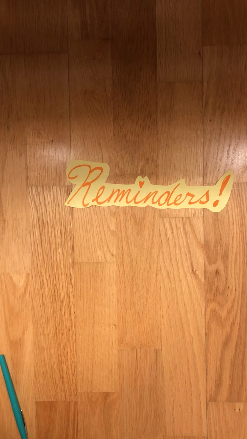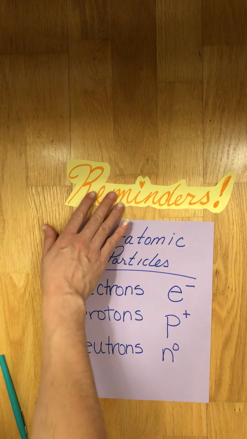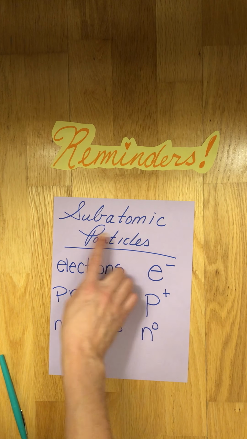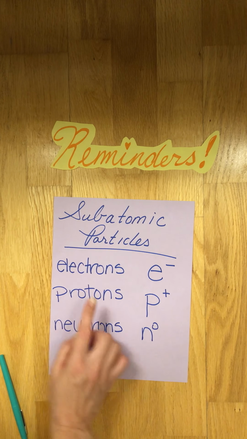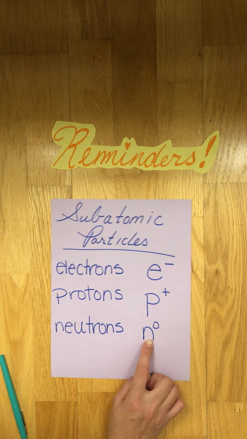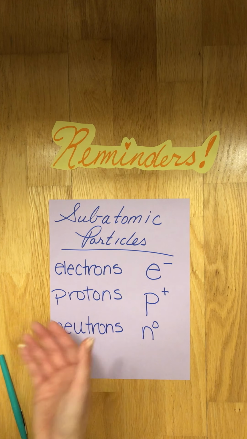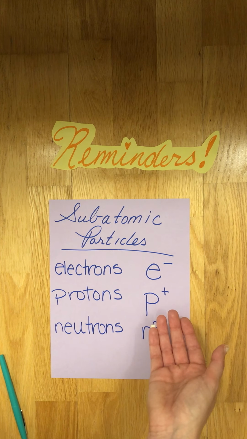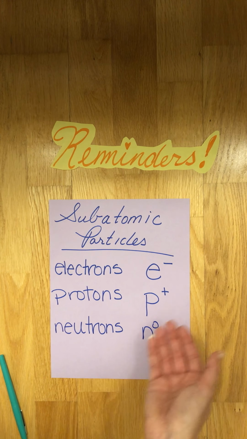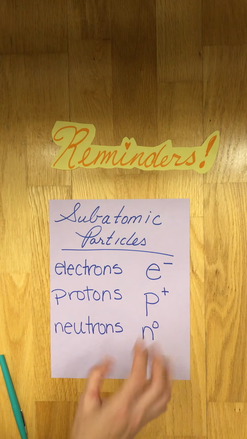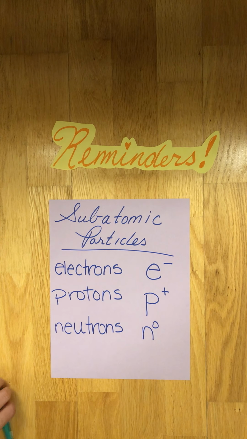Also, some things to remember: we call these the subatomic particles, sub within the atom, right? The particles that are within the atom. And these are our notations, our abbreviations we use. So the e with a negative because electrons are negative, the p with a positive because protons are positive, and neutrons have no charge. So technically our nucleus has a positive charge because our neutrons have no charge, and the outer charge of the atom is negative.